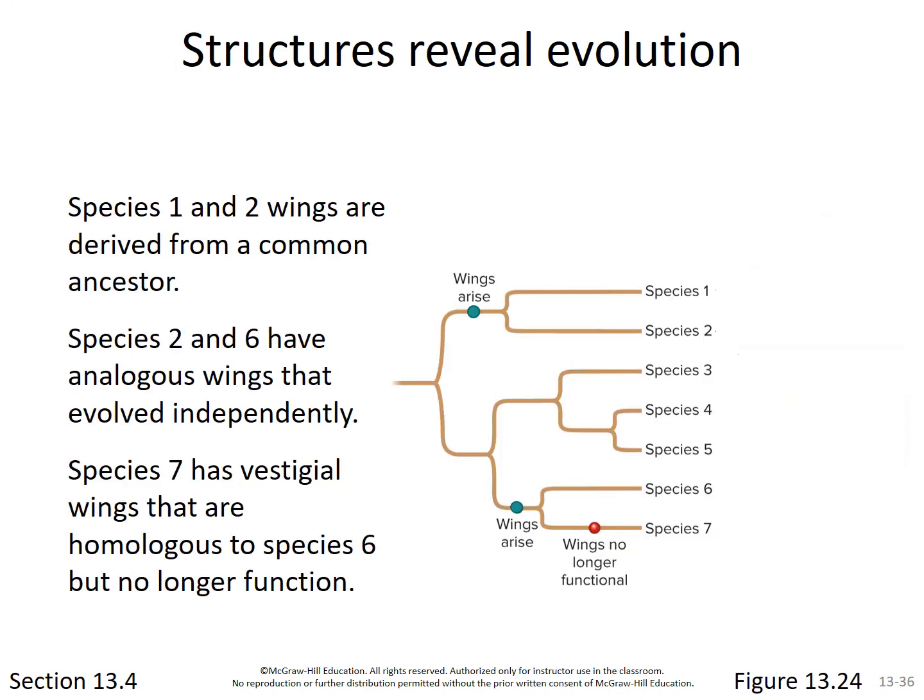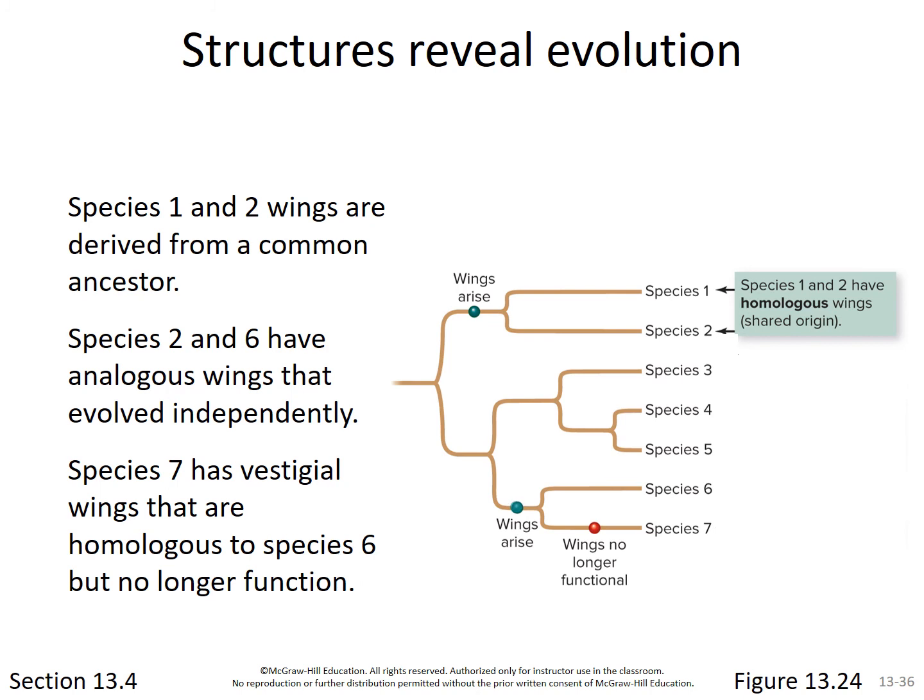Okay, now structures can reveal evolution. If you look at this, in species 1 and 2, we're going to look at where wings arise first. And if species 1 and 2 have got wings, then it's usually going to be a shared origin because they're derived from a common ancestor.